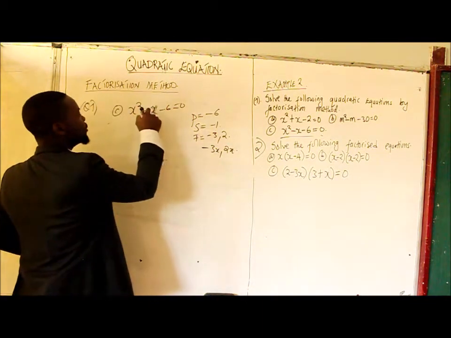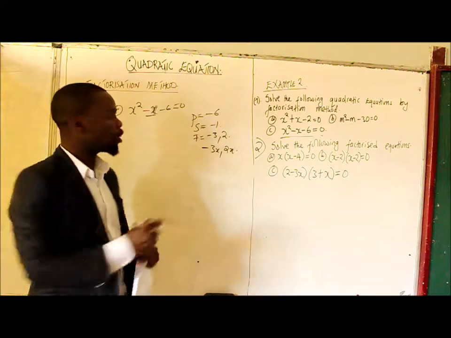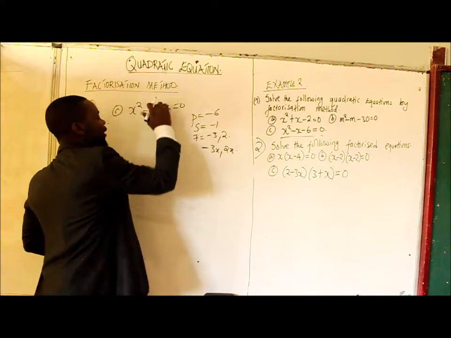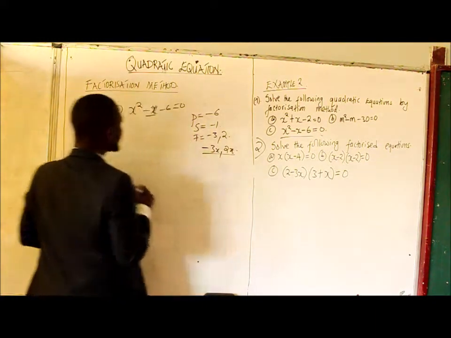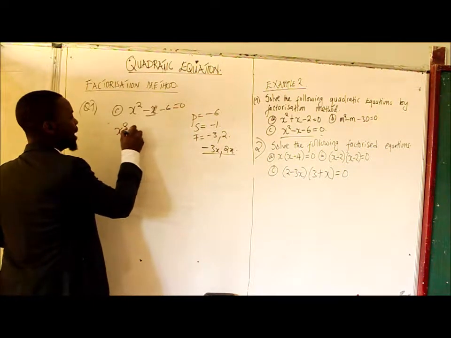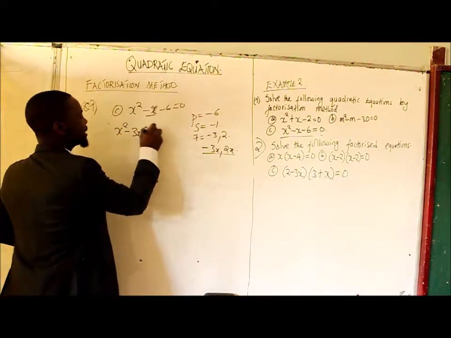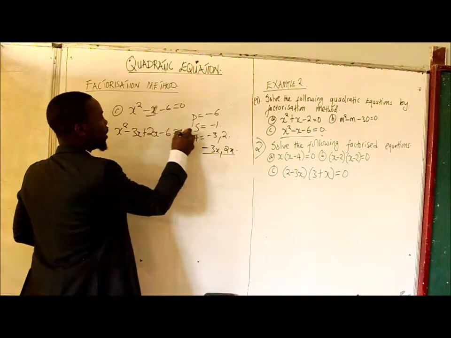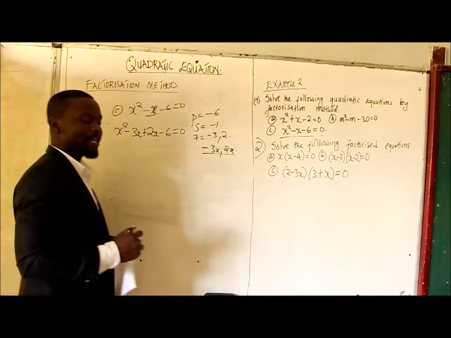It's negative x, which is here. So this implies that we are going to replace this negative x by this expression. So we are going to have x squared minus 3x plus 2x minus 6 is equal to what? 0.